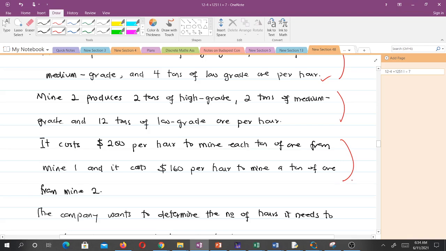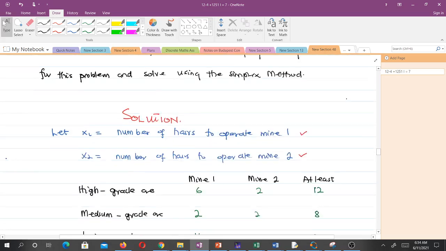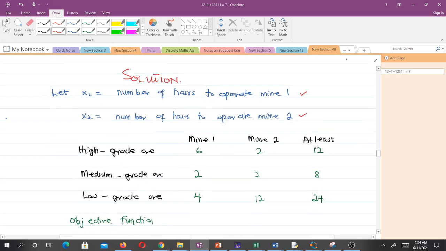So with our constraints, we let x1 represent the number of hours to operate mine 1, and x2 represent the number of hours to operate mine 2. If you recall from the question, for high grade ore, mine 1 produces 6, mine 2 produces 2, and the supply is at least 12. Then for the medium grade, mine 1 is 2, mine 2 is 2, and at least 8. Then low grade ore was 4, 12, and 24. Constructing such a table really helps you to write your constraints in a simple way.